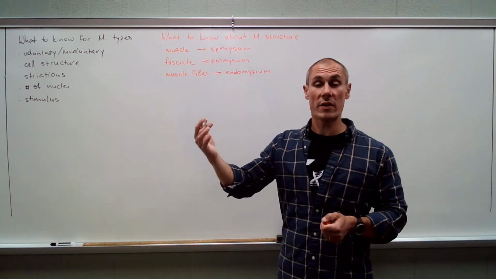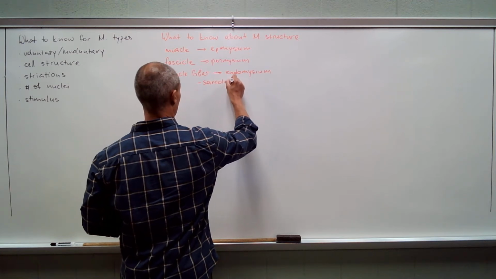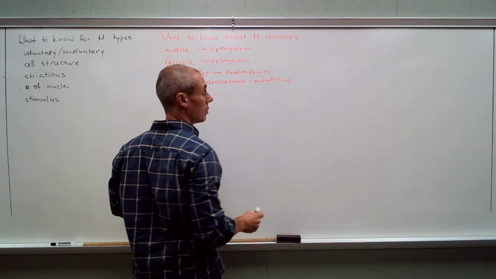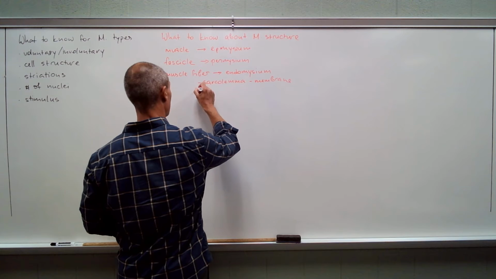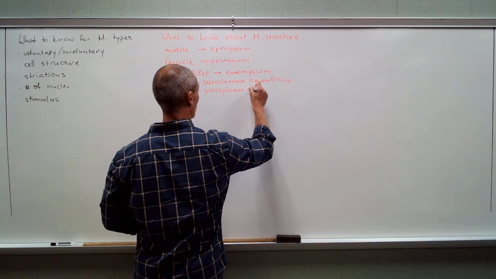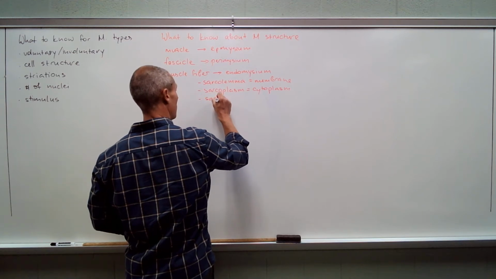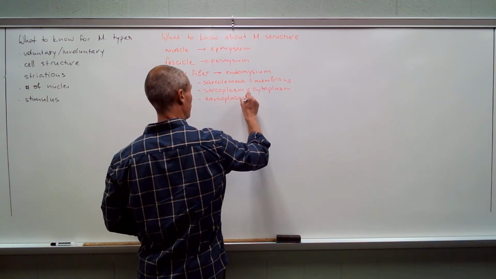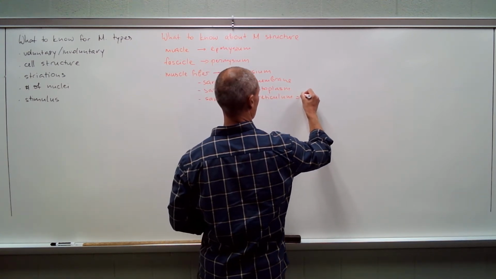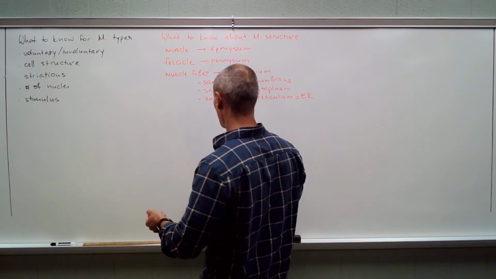Structures to know within the fiber. Sarcolemma, which is the cellular membrane. Sarcoplasm, which is the cytoplasm of a muscle. Sarcoplasmic reticulum, which is basically endoplasmic reticulum. So far we're good? Just terminologically.